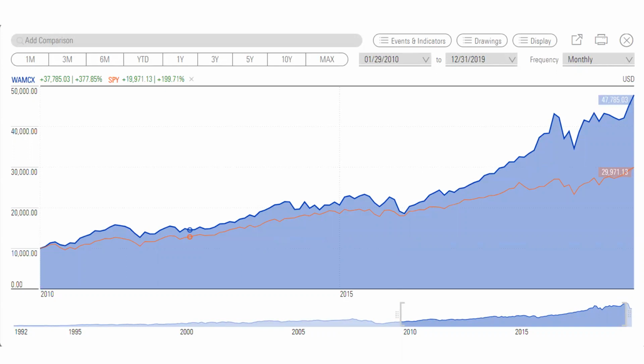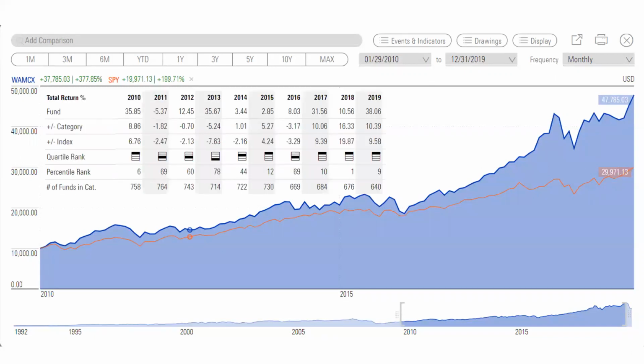The blue line, again, is WAMCX, the Wasatch Advisors mutual fund that we're focusing on. The red line is the S&P 500. You can see that over the 10 years from 2010 to 2019, this Wasatch Advisors small cap fund, and this is a small cap fund by the way, really eclipsed the S&P 500 by quite a wide margin. So just looking at this, you would think, wow, impressive. This is one way to think about assessing investment performance, but you might want even more information.